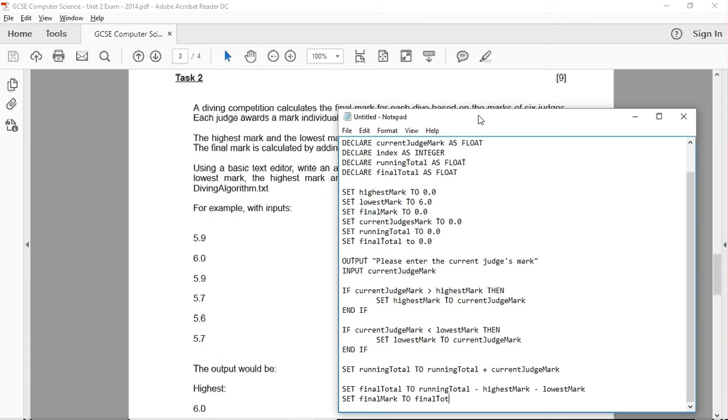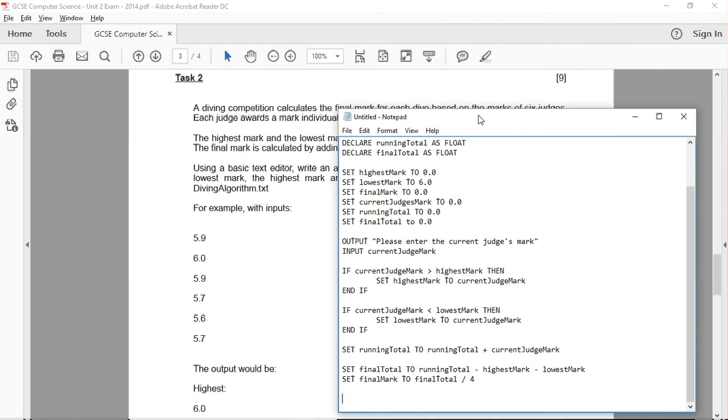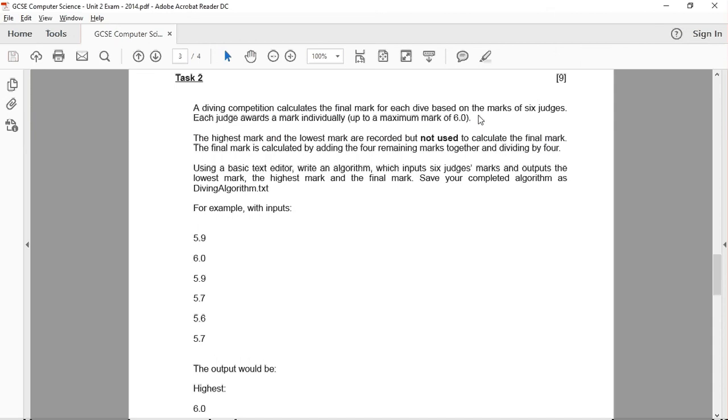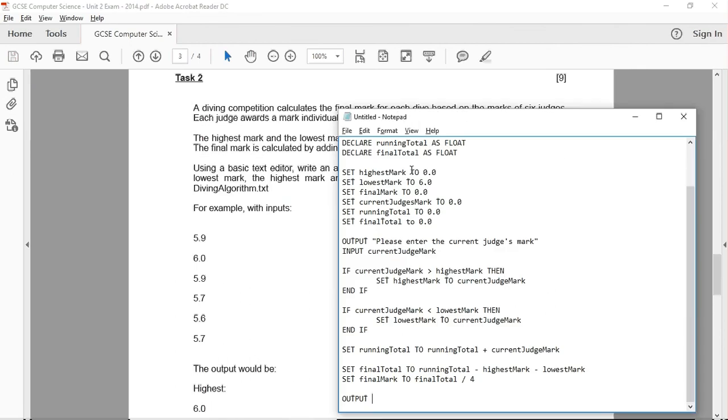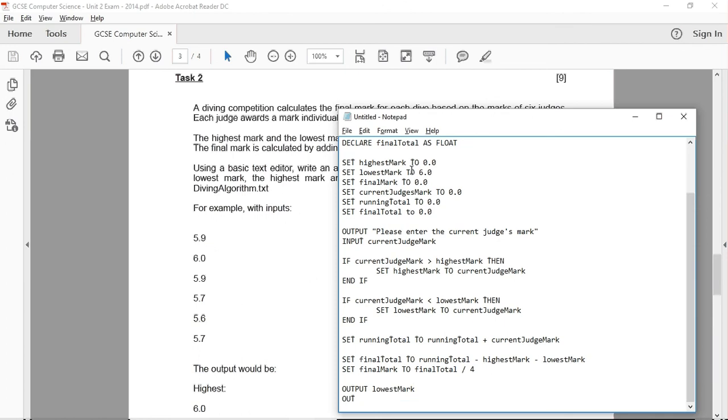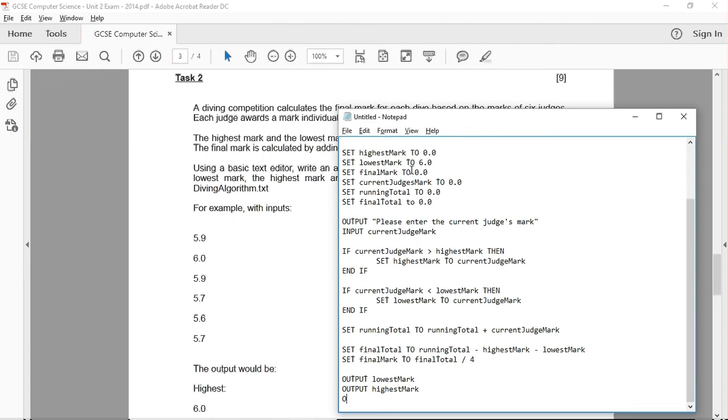And then I need to output, what do I output? Outputs the lowest mark, the highest mark, and the final mark. You could just do output lowest mark, output highest mark, and output final mark, and that would be enough to get the marks for that part. I'm not quite finished. I haven't yet made the loop, by the way.